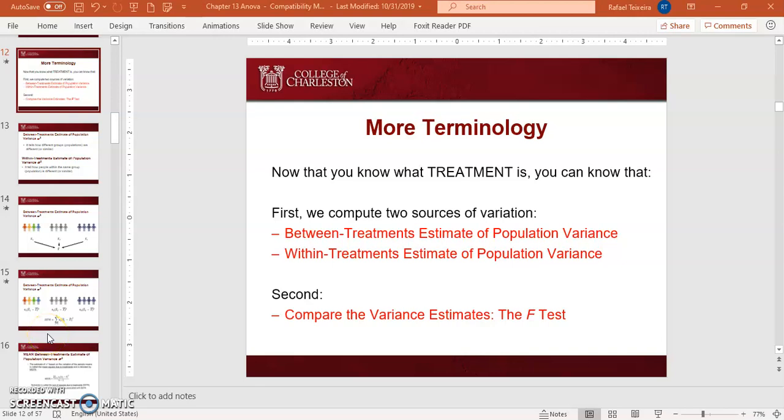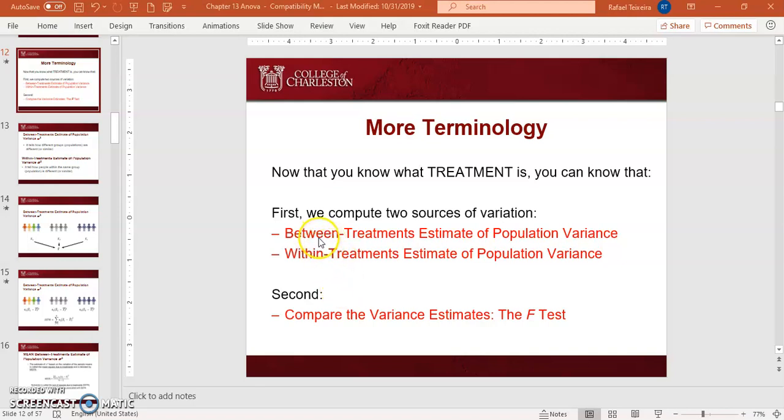In this video, I'm going to talk about between treatment and within treatment for ANOVA. Okay, so this is more terminology and also math that you need to know. Now that you know what treatment is, we can talk about that. What we're really doing is comparing the between treatment effects, which means the effects of treatment between groups, versus the within groups variance.